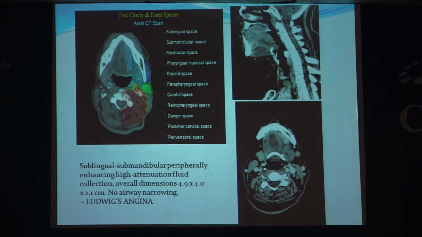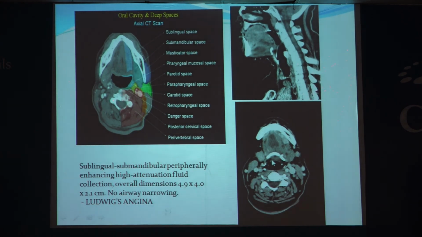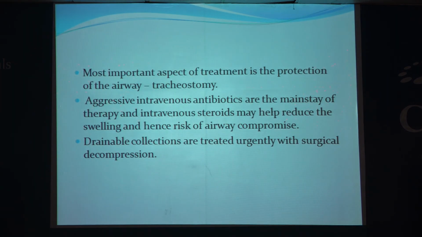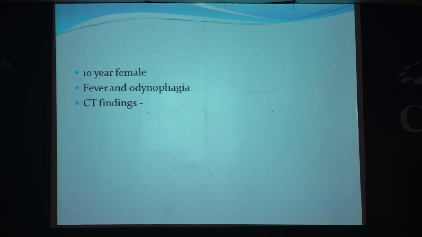Now what is of concern critically is there any airway compromise? Here in this case there is no airway compromise, but we have to look for it. So if there is airway compromise, immediate tracheostomy is the treatment, and then of course aggressive IV antibiotics and surgical intervention might be required. Another case, a 10-year-old female presenting with fever and odynophagia.